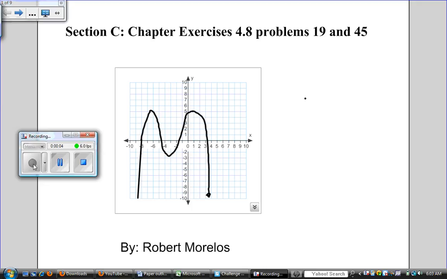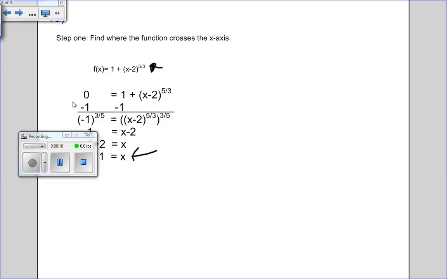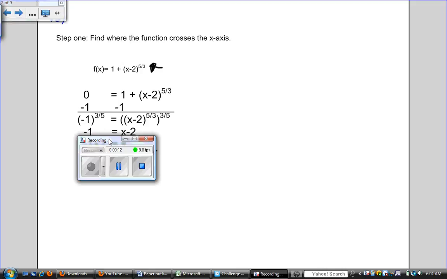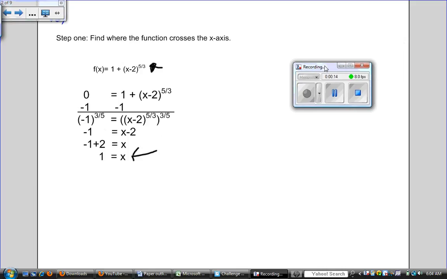We're going to be talking about how to sketch graphs of functions based on their derivatives. So we begin with our function, which in this case is f of x equals 1 plus quantity x minus 2 to the 5/3.